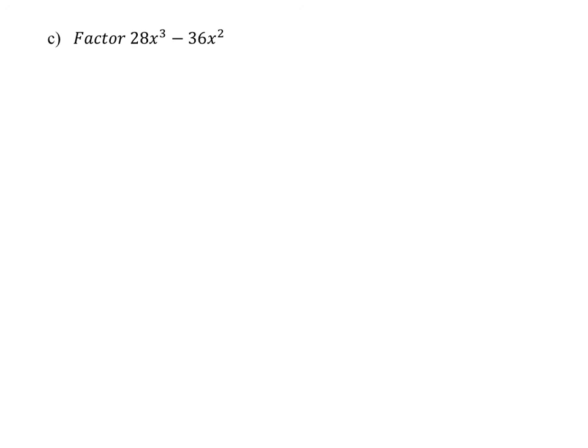Looking at this one, 28x cubed minus 36x squared. So sometimes if you actually choose a number that's not exactly the greatest common factor, you can actually still take it out later. It's an extra step, but it's still workable. But for this one, okay, 28 and 36. Maybe I'll actually want to do prime factorization of those just because I'm not super sure.